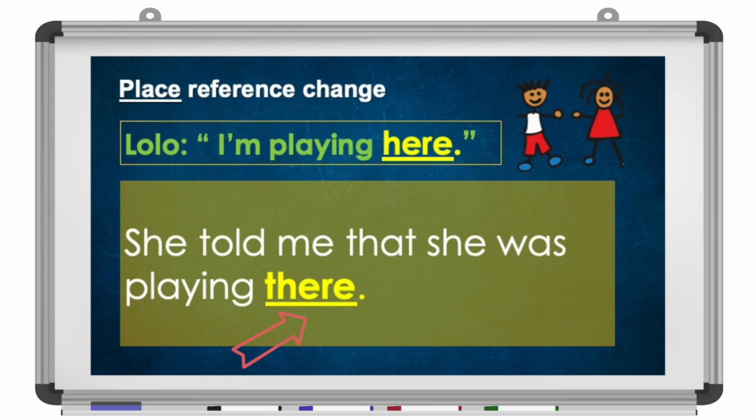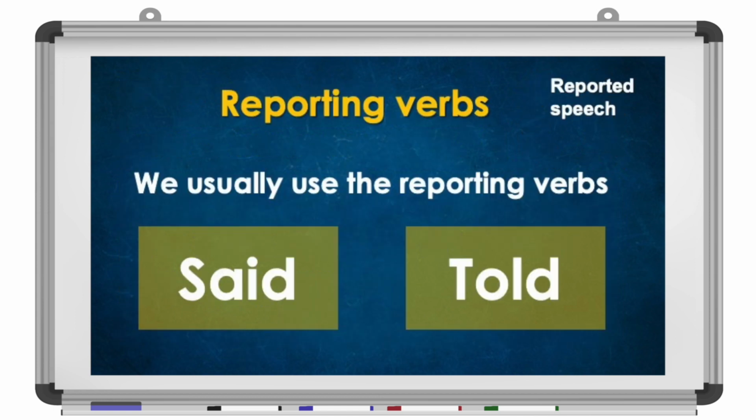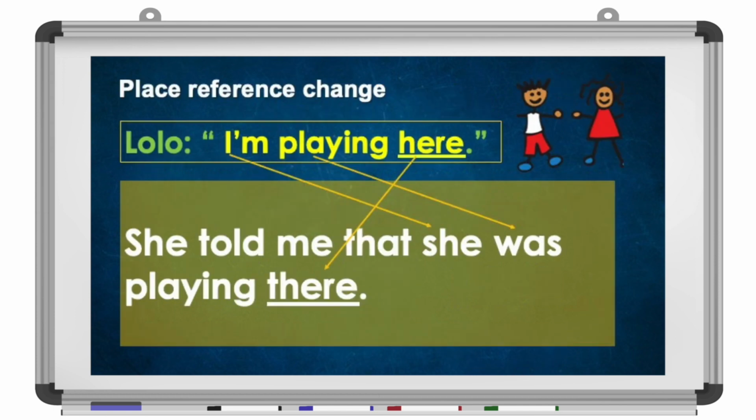Now look at the reporting verb that I've used. Told instead of said. This is also a reporting verb. She told me that she was playing there. I changed here into there. What did I change also? I changed the pronoun I into she because I know Lulu said that. And I changed the tense from the present continuous into the past continuous. I'm playing into was playing.